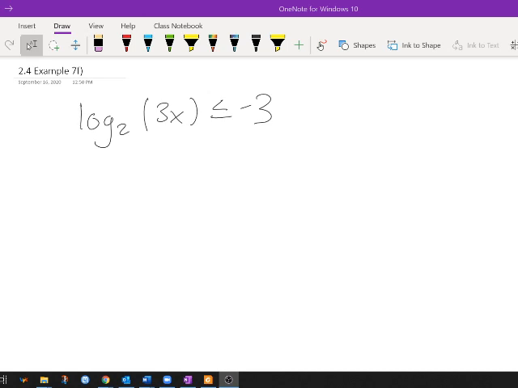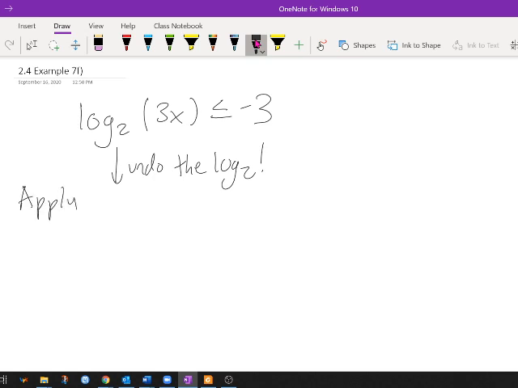Okay, so I wanted to do example 7F again, just because I know I got a little muddled in class today because I had some mistakes in my Top Hat. So the way you would do this problem, you might think, let's undo the log 2. That might be your idea. And so to do that, you would apply 2 to the x to both sides. So take 2 to the power of both sides.